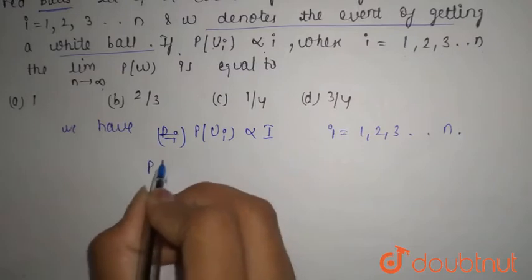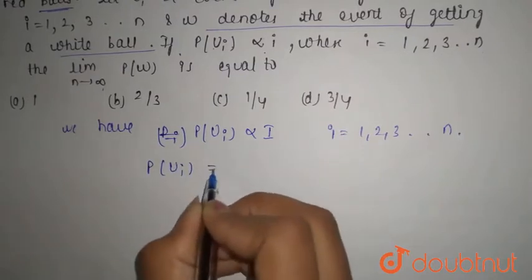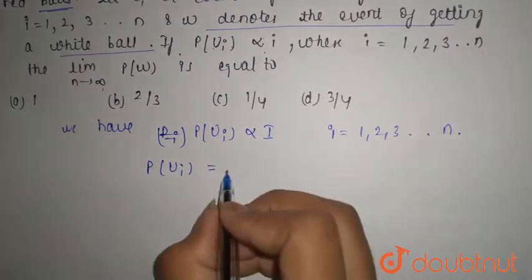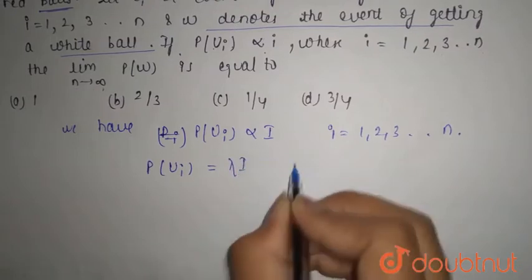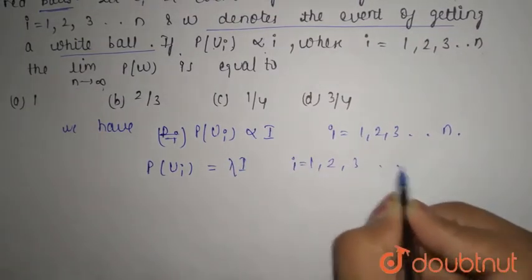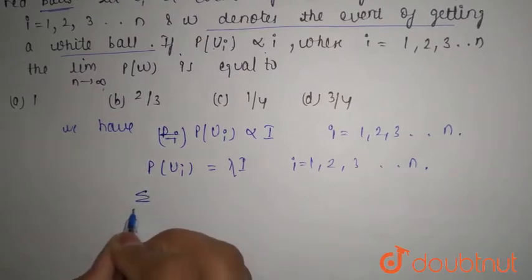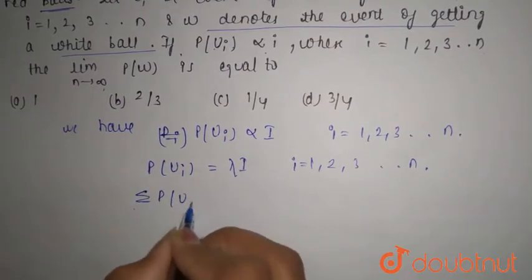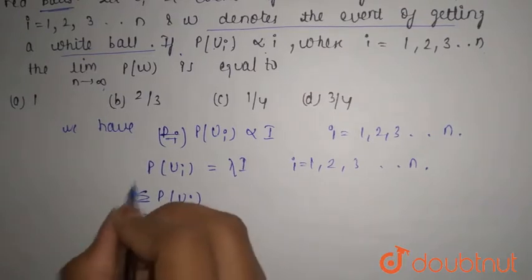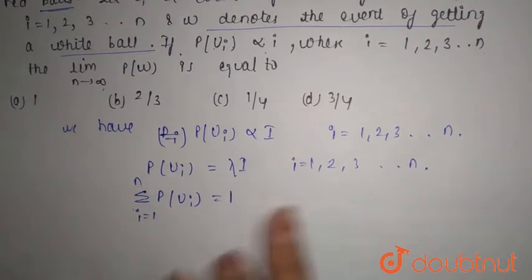So you can say that P of Ui equals some constant times i, so let it be lambda i, where i again belongs to 1, 2, 3 and so on up to n. But you know that the summation of P of Ui, i equals 1 to n, is 1, because the sum of the probabilities is always 1.